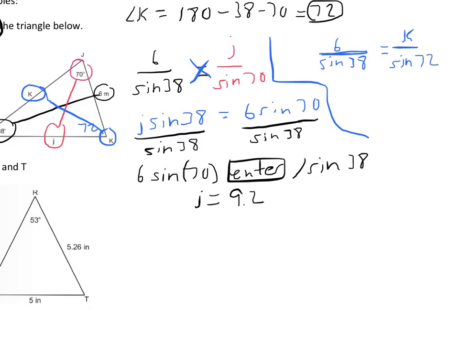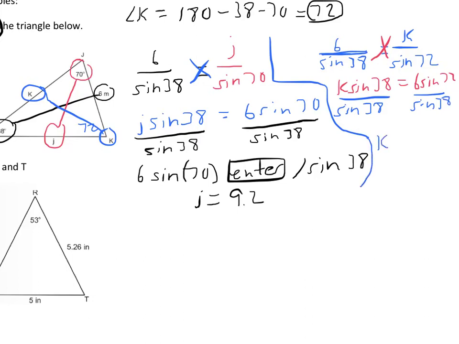So again, we would cross multiply that, which would give us k sine 38 equals 6 sine 72. We would divide both sides by sine 38. And if we do our calculations as we did before, we should get a k value that's about 9.3.